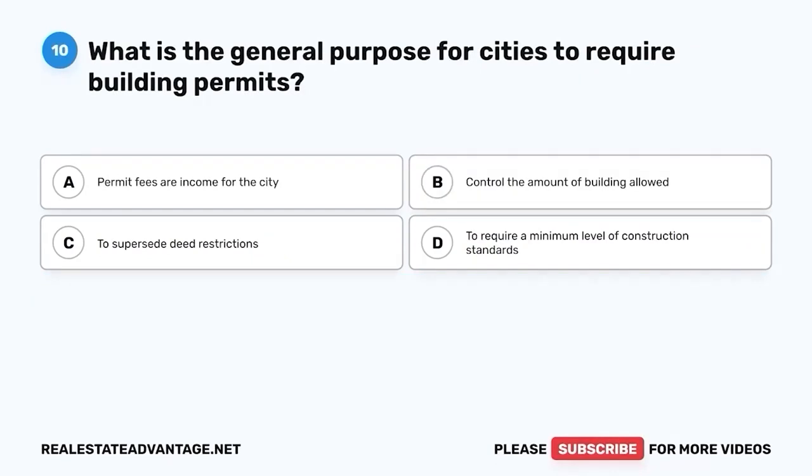A. Permit fees are income for the city. B. Control the amount of building allowed. C. To supersede deed restrictions. D. To require a minimum level of construction standards.